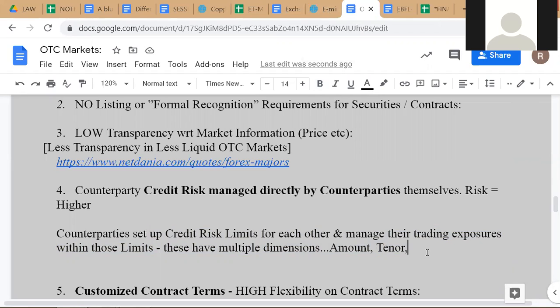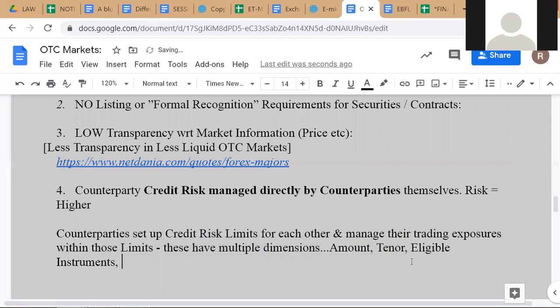So here you would set some kind of limit for each customer. Maybe for a blue chip customer like IBM, you will have longer tenors in terms of limits. But if it's a very small company just being set up, then you would not give them long tenors because you're not so confident about their credit quality. So it will have amount, tenor, and eligible instruments. You will say that I can trade in forward contracts, option contracts, swap contracts, or you may leave out some of those contracts, etc.